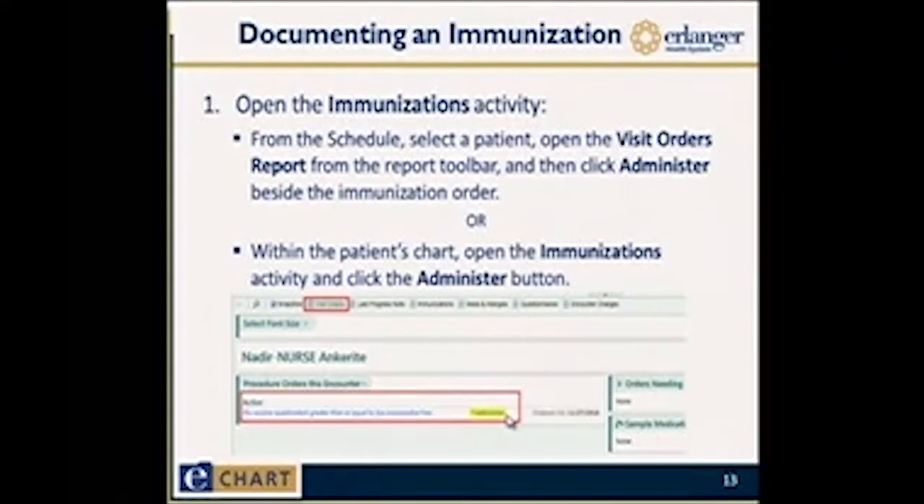If you're already in the patient's chart and you don't want to take clicks to go back out to the schedule, you can just open the immunization activity and click the administer button. Your immunizations activity will probably be under that more button unless you have started and added it to your left side. We do have a screenshot down here on the visit orders. This will show up under procedures ordered this encounter, and it has the administer hyperlink that you will click.